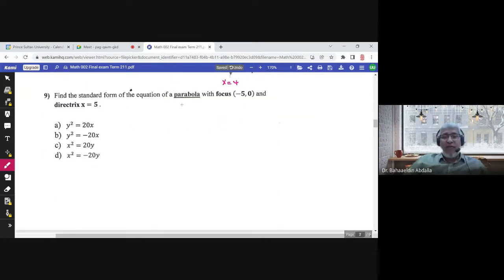Find the standard form of the equation of a parabola. We studied parabolas in section 10.3. The focus is (-5, 0). So this is the focus. And the directrix is x equals 5. So this is the directrix. So we know that the center is in the middle. So not the center, the vertex of the parabola in this case. So the parabola will open like this, okay?